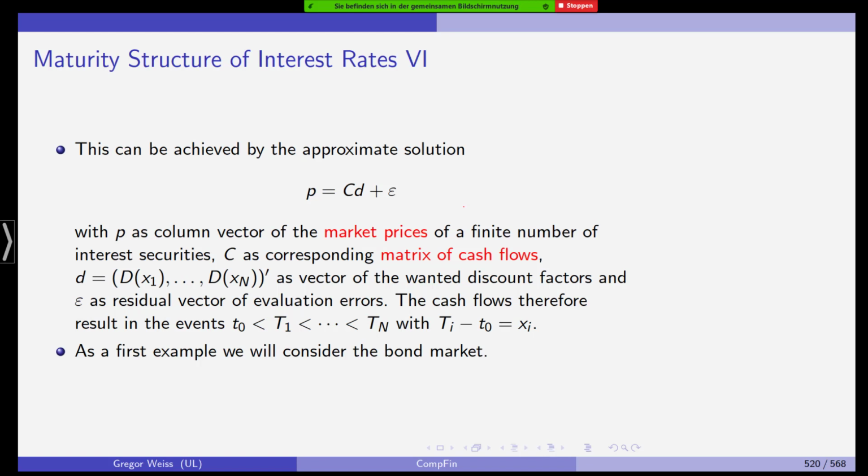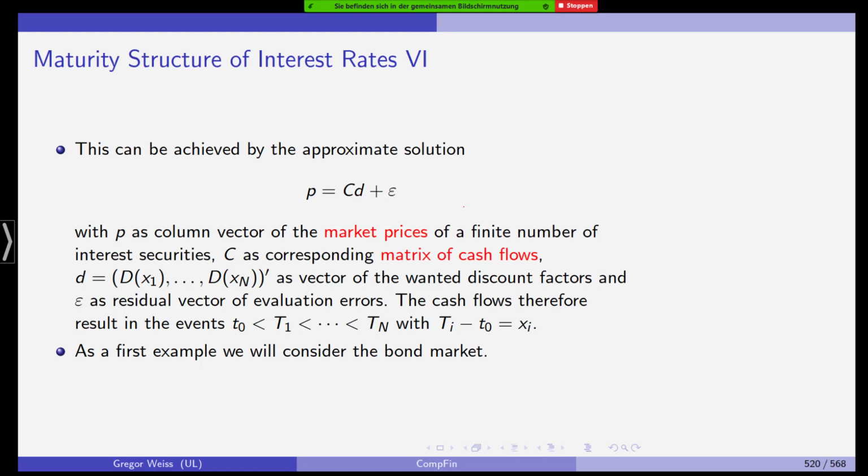Now, to get to the prices, we need to write P on the left-hand side, and on the right-hand side we have to take the cash flows of those bonds, and these need to be discounted. However, the discount factors need to be the same if the market is arbitrage-free. The discount factors need to be the same for all securities in the market. So C is the matrix of cash flows, D is the vector of discount factors, and epsilon is actually a residual vector of pricing errors. Ideally, we would have no pricing errors, thus epsilon would be the zero vector.